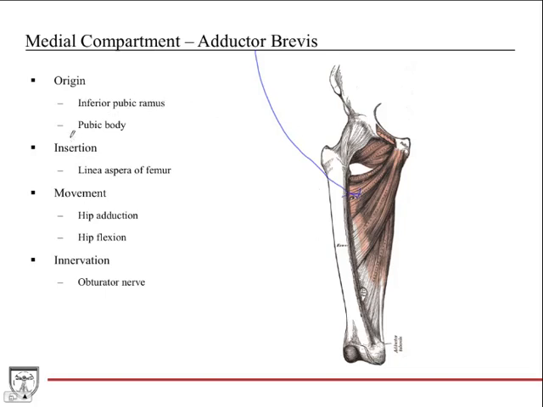Inferior pubic ramus, and then also the pubic body, so up in this region as well. Same insertion point as the adductor longus, linea aspera of the femur, so that posterior aspect. Same function as well. It's a very similar attachment, similar region. So again, muscles contract, it's going to pull towards the midline here. Also crosses the hip joint, so it's going to help with some flexion of the hip. It's a medial compartment muscle, so it's obturator nerve.